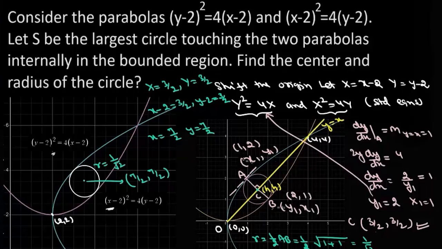And if we have to write the equation of this circle S, it will be (x - 7/2)^2 + (y - 7/2)^2 = 1/2, and that is the answer to this question.